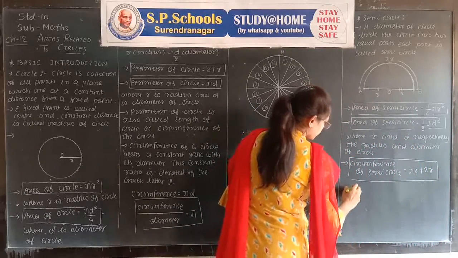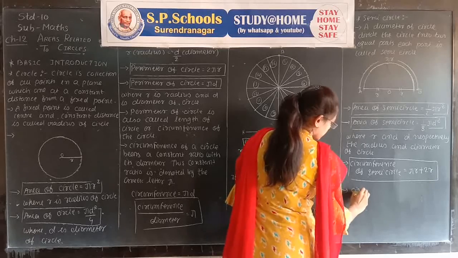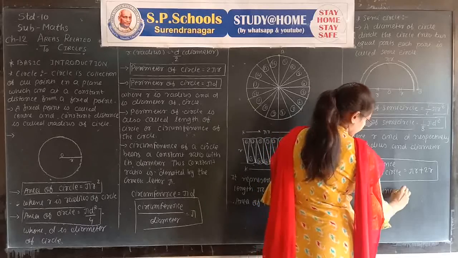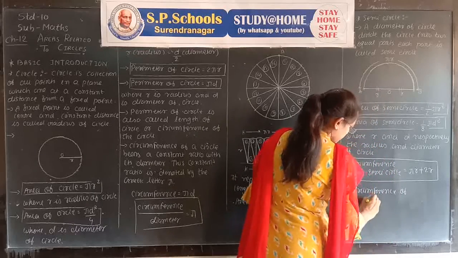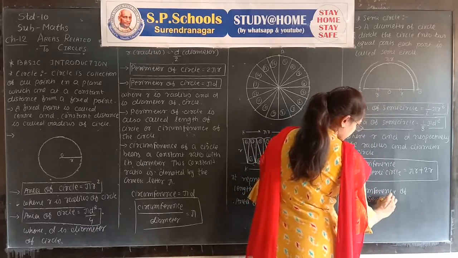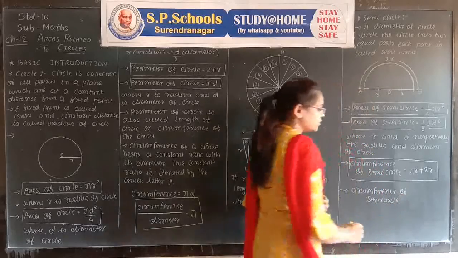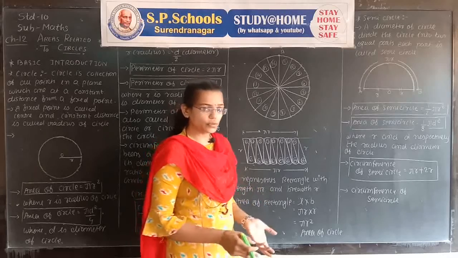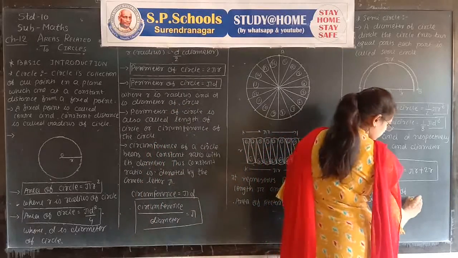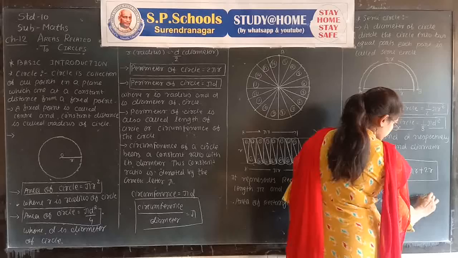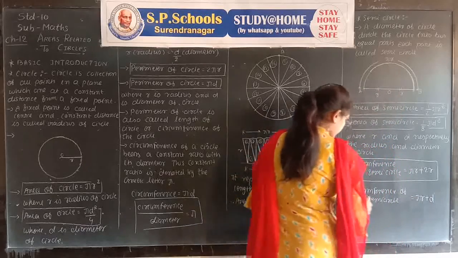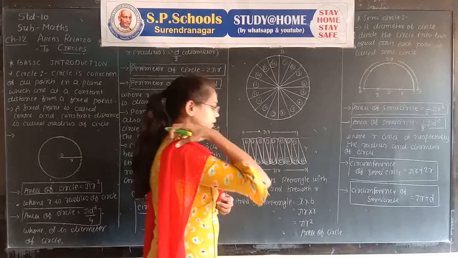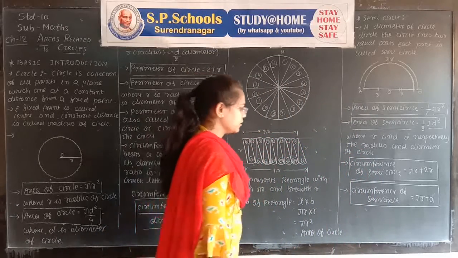Or you can also write: circumference of a semicircle. Keep in mind, the circumference of a semicircle is also called the perimeter of a semicircle, or the length of a semicircle, and is equal to pi r plus 2r, where 2r represents the diameter d. It is the circumference of a semicircle.